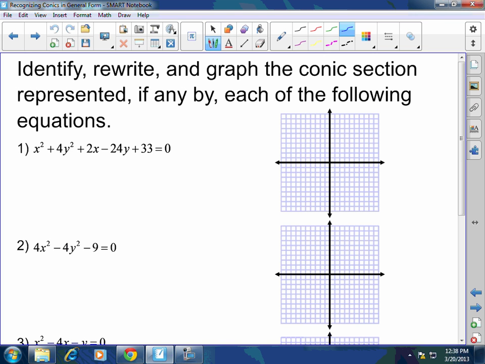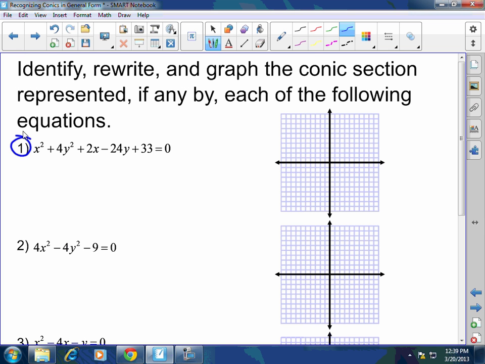First things first, before you even start trying to rewrite the equation, you have to determine what kind of conic it is. We talked about these yesterday. We always are looking for the x squared and the y squared, basically. That's the easy way to wrap this up. So what's this going to be here? Danny, what is this going to be?